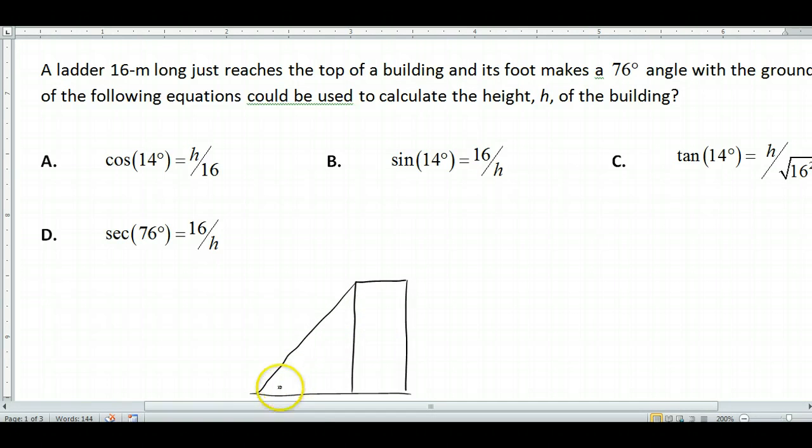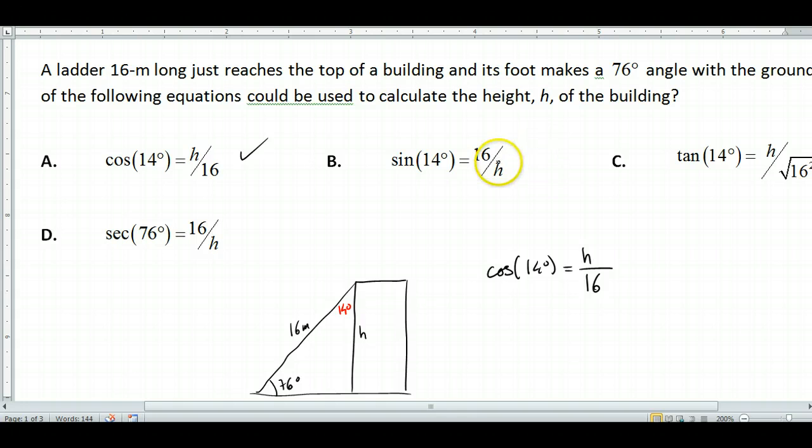Okay, so what do we have? The angle between the ladder and the ground, that means right here, 76 degrees. The ladder is 16 meters long, and the question is about the height of the building. So which equation represents the height of the building? Obviously when you look at the angles, you are dealing with 14 degrees, so 14 goes right here, complementary with 76. So let's see, is the cosine of 14 degrees, that's adjacent over hypotenuse. Yep, that's the one, right? Adjacent over hypotenuse, so that works.